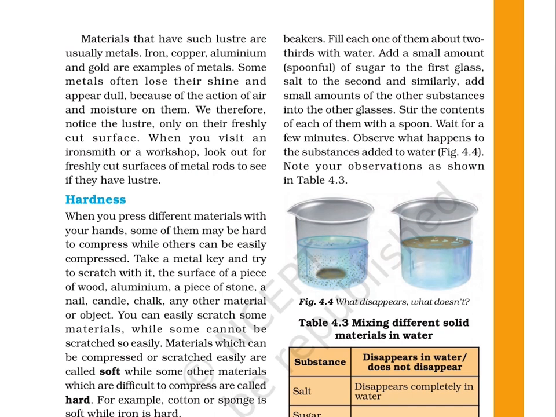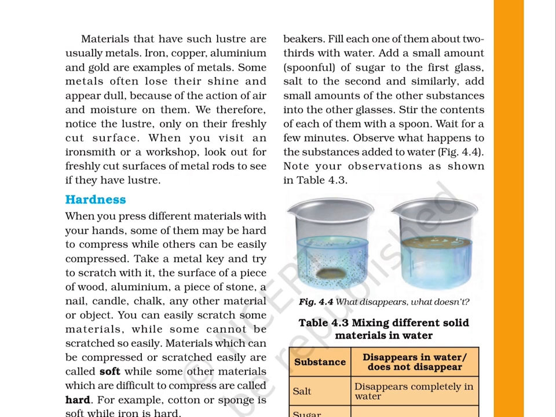Iron, copper, aluminium and gold are examples of metals. Some metals often lose their shine and appear dull because of the action of air and moisture on them. We therefore notice the luster only on their freshly cut surface. When you visit an ironsmith or a workshop, look out for freshly cut surfaces of metal rods to see if they have luster.